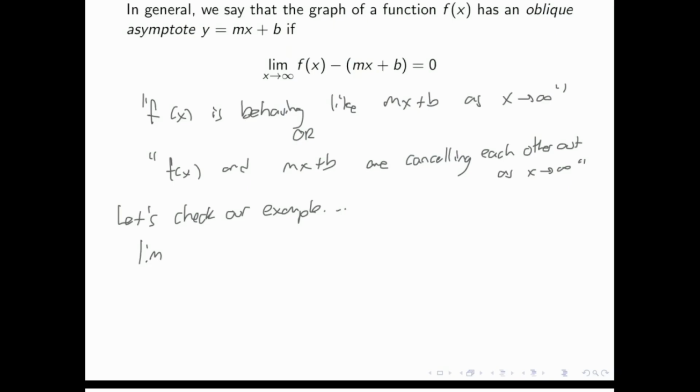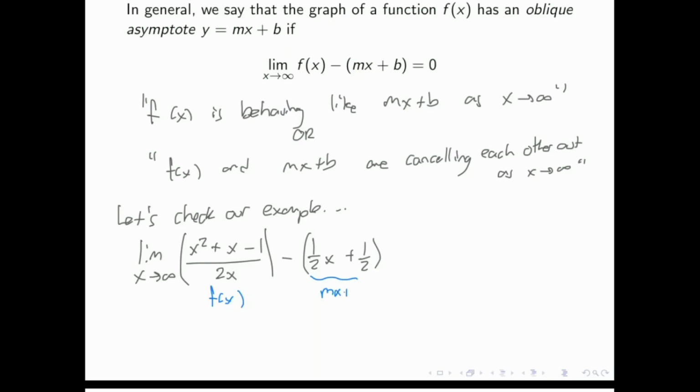So we want to evaluate the limit as x is going to infinity of x squared plus x minus 1 all over 2x. And I want to subtract from that 1/2 x plus 1/2. So over here is my f of x, and over here is my slant asymptote. Okay, so let's just do the algebra here.